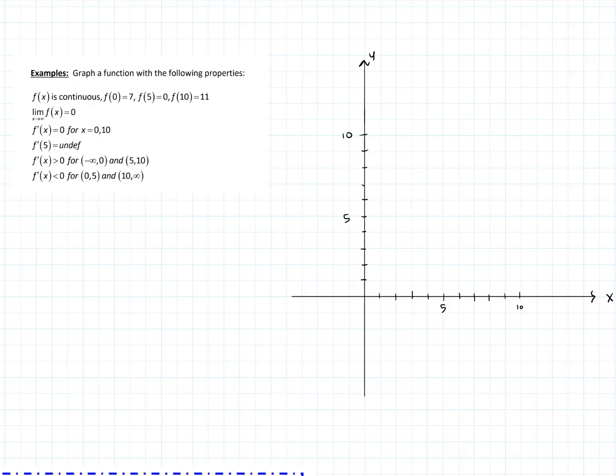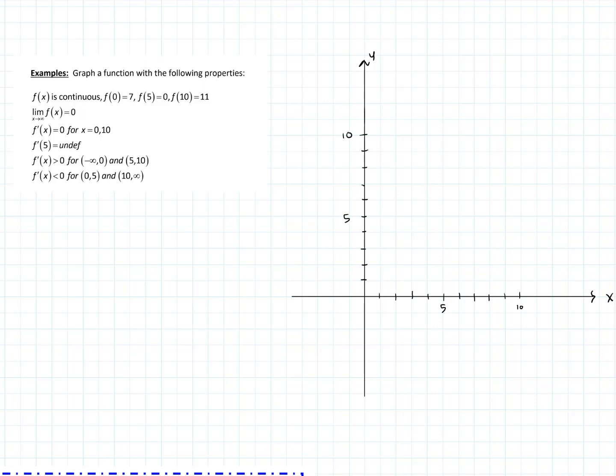I call these formula graphs, or choose your own graph, like choose your own adventure, where you've got information about the function and you have to generate a graph that would satisfy these conditions. So not everybody's graph is going to look exactly the same, but the graphs do need to meet these criteria. So what are we going to do with this information? Well, the first thing that we're told is that the function is continuous. So when we get done, we better be able to trace our curve without ever lifting up our pencil.